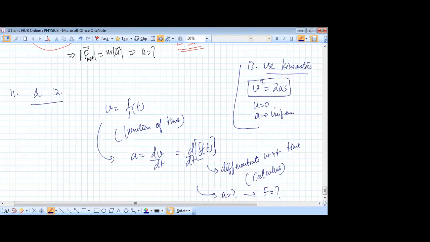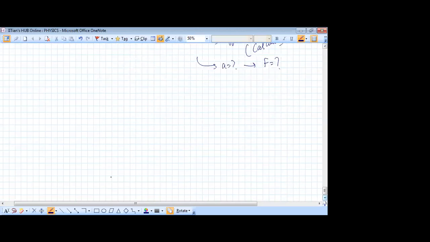Okay. And question 14 and 15 again are to do with net force by vector algebra. So for question 14 and 15, again calculate net force by vector algebra.